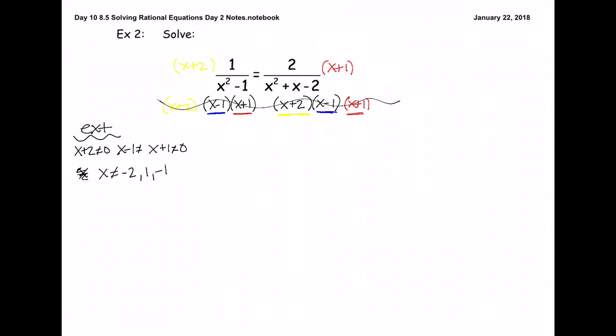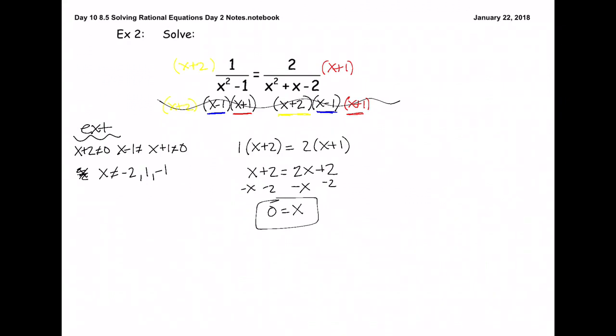You can then cross out your denominators, distribute your numerators. X plus 2 is equal to 2x plus 2. So subtract your 2, you get 0. Subtract your x, you get x is equal to 0. It's not one of your extraneous solutions, so you're finished.